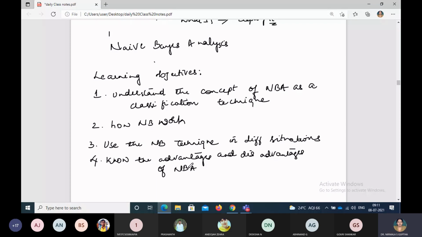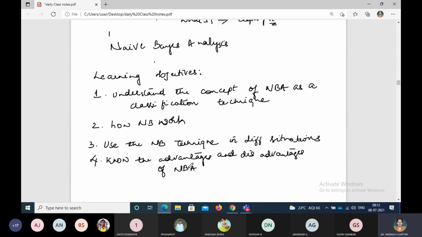Then once we know this, we need to understand how this naive-Bayes technique works. The working model of naive-Bayes we need to learn. The third objective we are supposed to discuss is how to use this naive-Bayes technique in different circumstances. Then finally we'll see the advantages and disadvantages of naive-Bayes analysis.